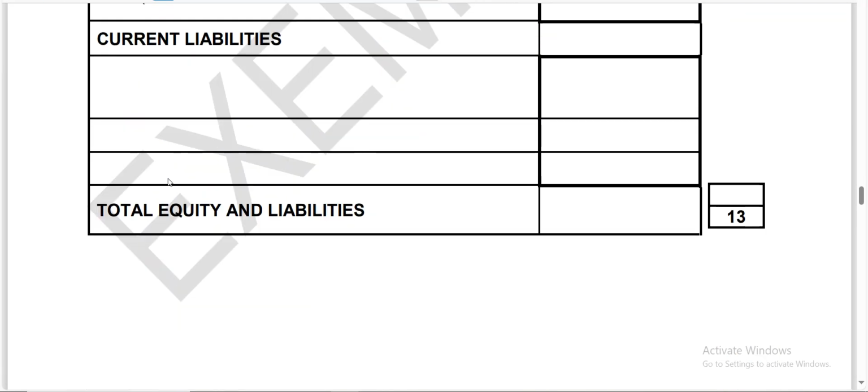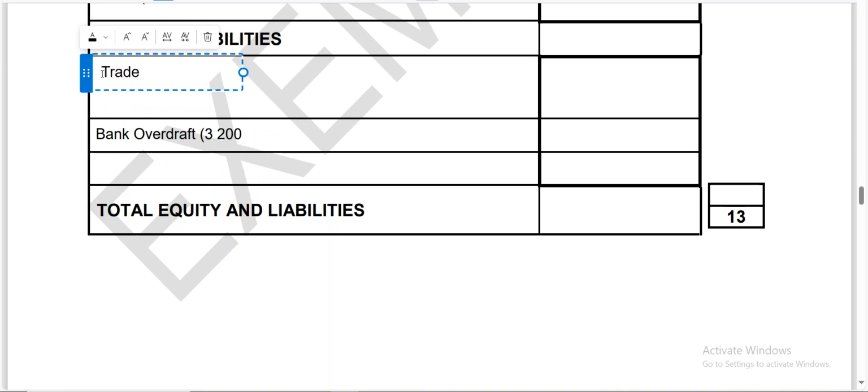So remember, bank overdraft is supposed to be shown here. So we have bank overdraft 3,200. And remember, under here we're going to have trade payables.